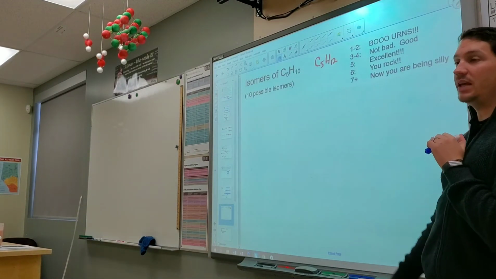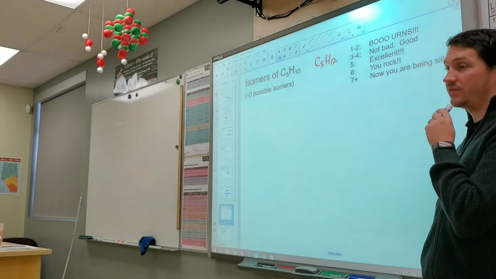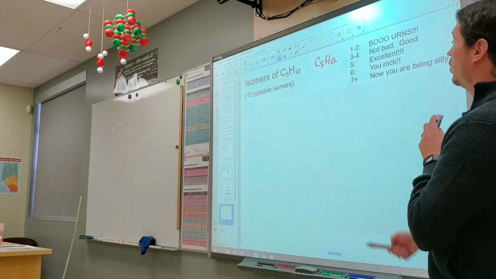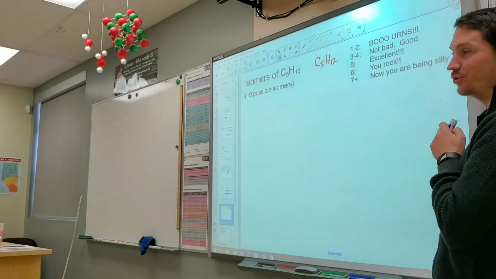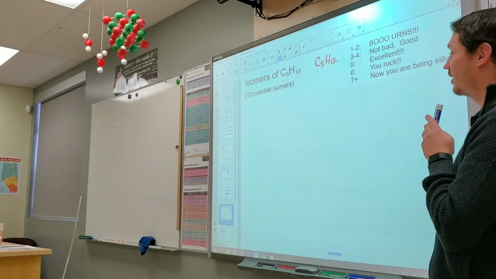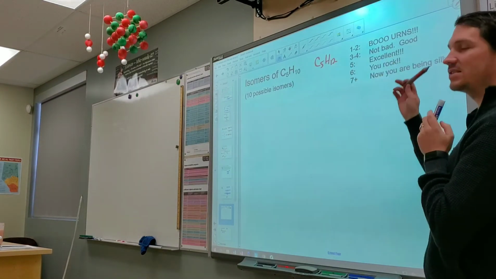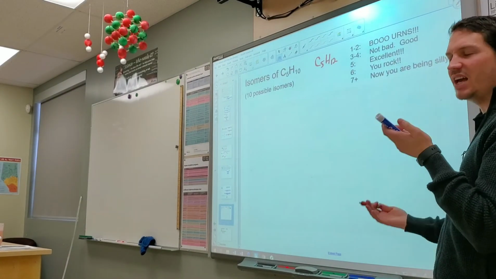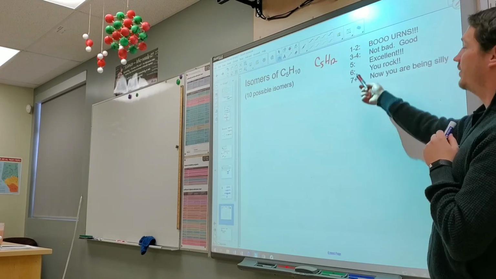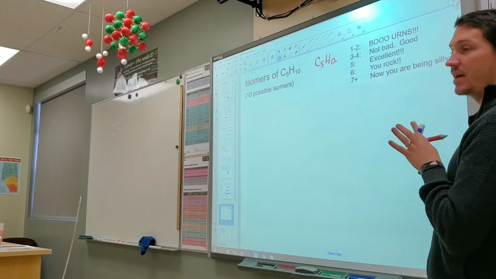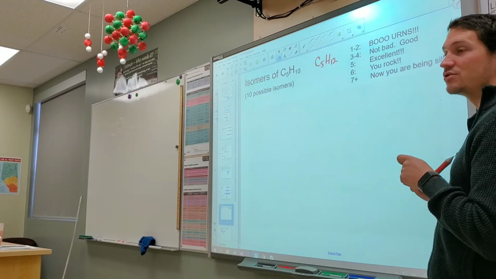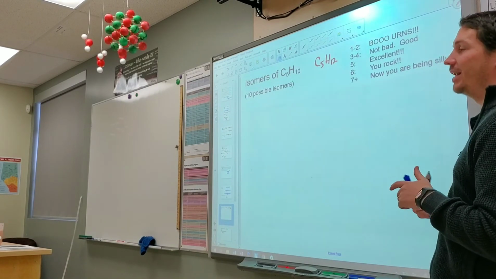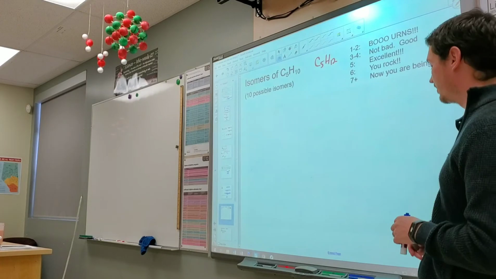Remember, there were only 3 isomers of C5H12, right? So if you get 1 to 2, that's not good enough. If you get 3 to 4, that's not bad. That means you can see some of them, sure, no problem. If you get 5, that's fantastic. If you get 6, that's awesome. If you get 7, that's super ridiculous. I have all 10 written down, drawn under this thing.